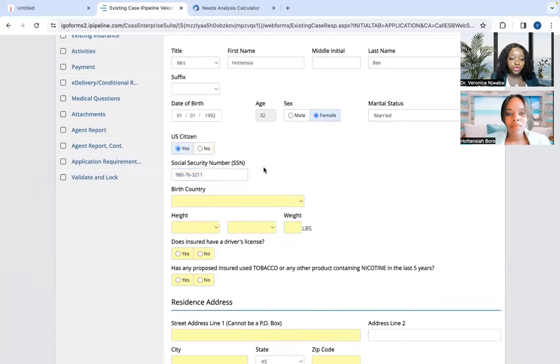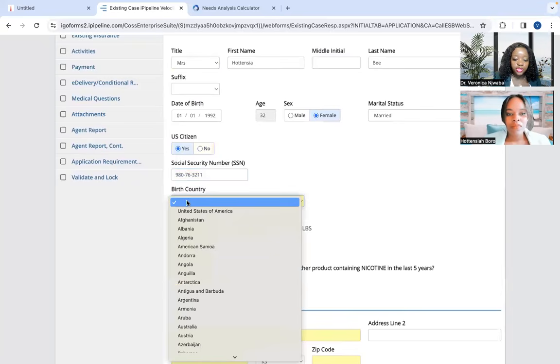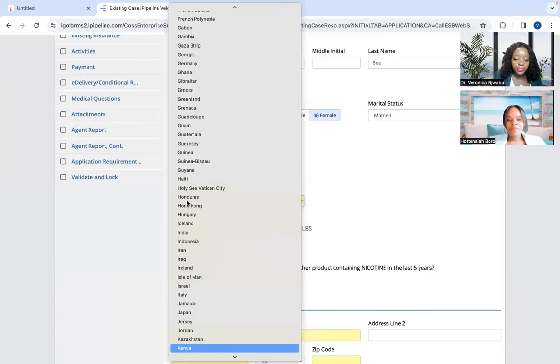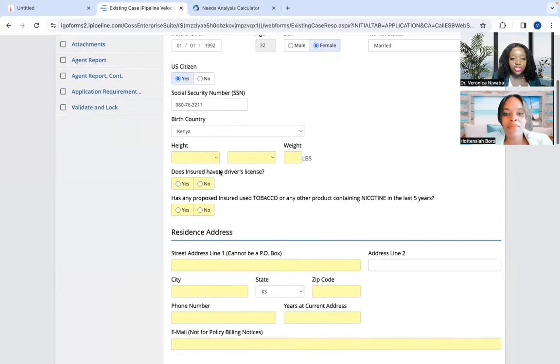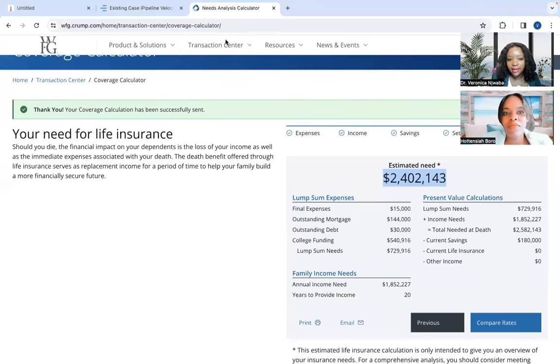So thank you for your social. Birth country, you said, where were you born again? Kenya? Okay. Kenya. And then you said how tall were you again? 5'4". 5'4", that is correct. And do you know how much you weigh roughly? 160 pounds. Okay, so sometimes I do calculate the BMI, okay?